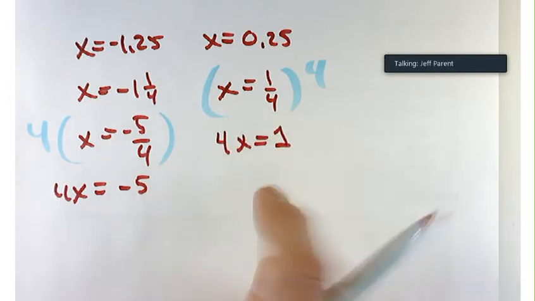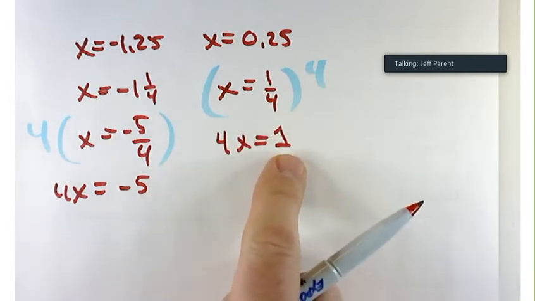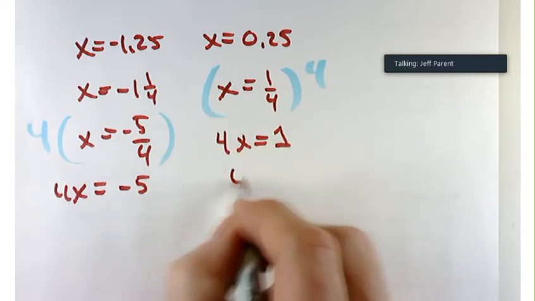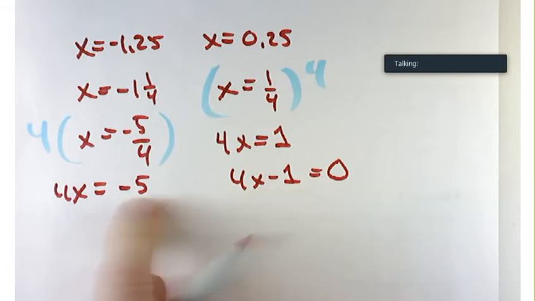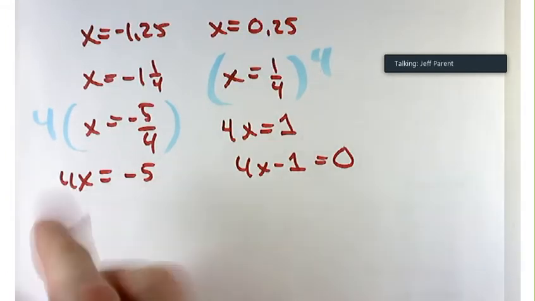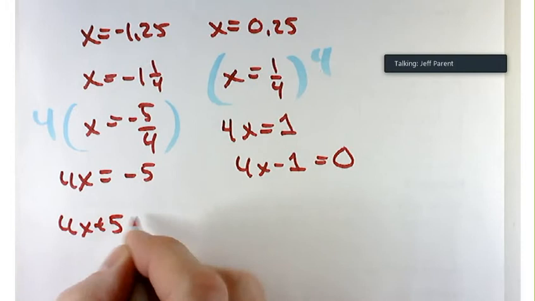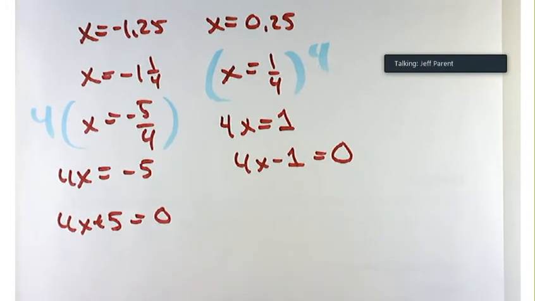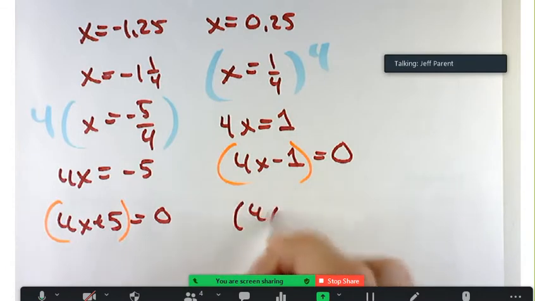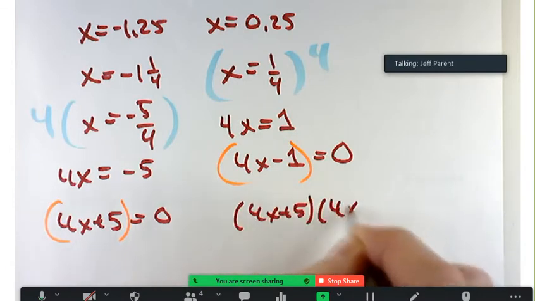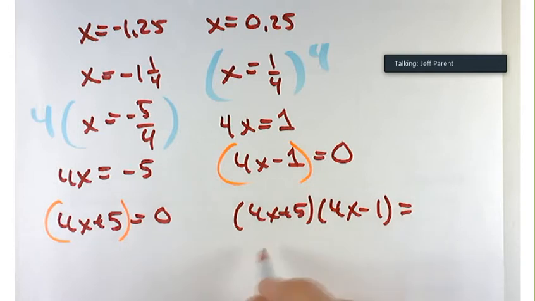4x equals 1. Good. Now I'm going to move the 1 to the other side. When I move the 1 to the other side, it changes signs. So it's 4x minus 1. Over here, if I move the 5 to the other side, I get 4x plus 5. And guess what? Here's my factorization. So it's going to be 4x plus 5 times 4x minus 1. And that would be your 16x squared plus 16x minus 5.